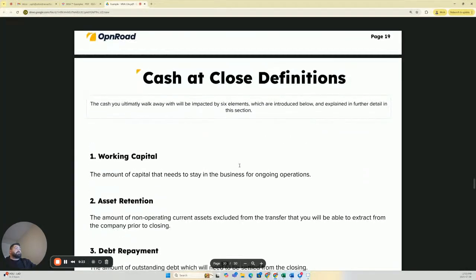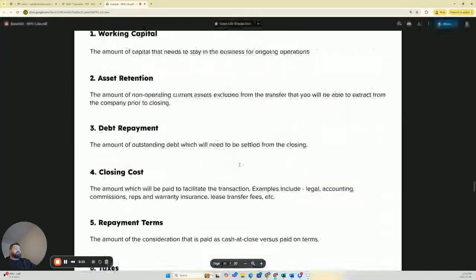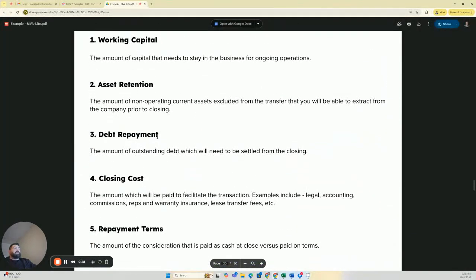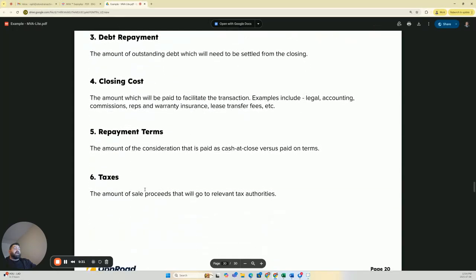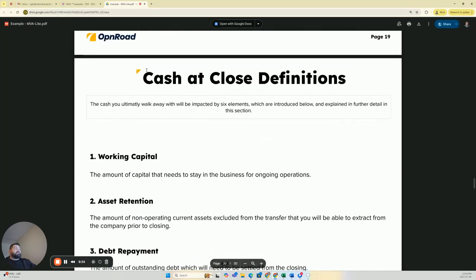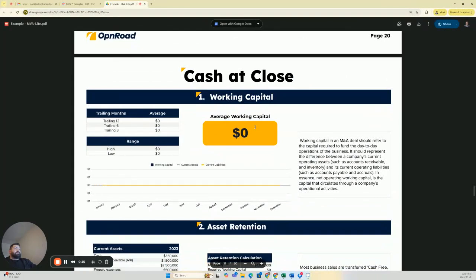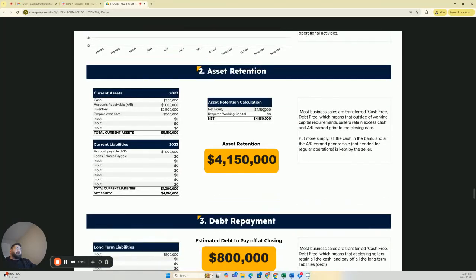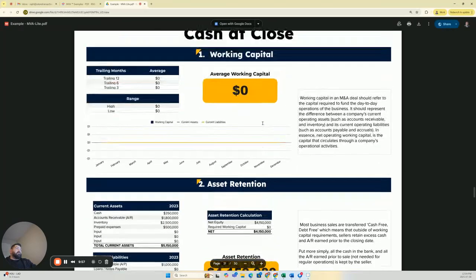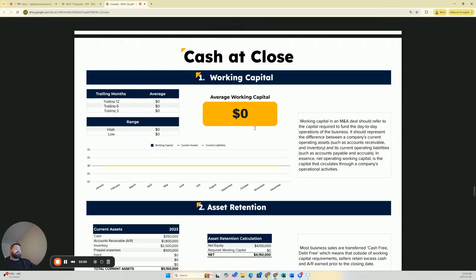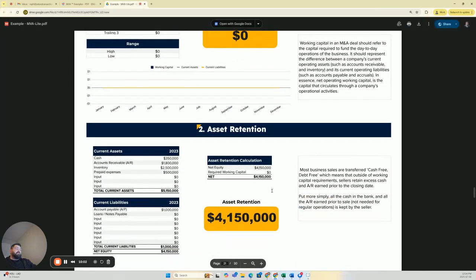And then cash close. So this is kind of interesting. So here are all the terms, right? You're going to have your working capital, asset retention, debt repayment, closing costs, repayment terms, and taxes. So all this stuff goes into figuring out what the owner is going to walk away with after everything's said and done. So cash close, you got your working capital. So the owner might be able to take however much working capital out, asset retention. So here are all the different things that the owner is going to keep. Working capital, he might have to leave stuff in the business too. So this could be negative, this could be positive.